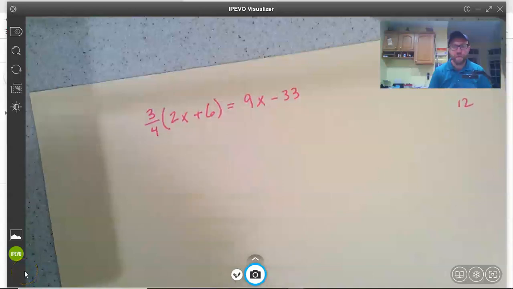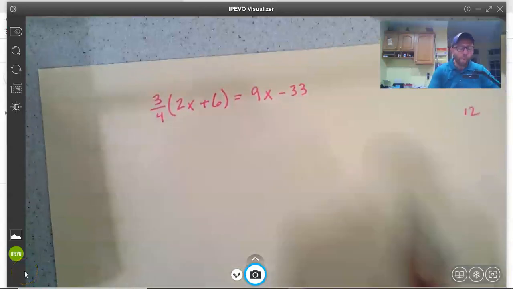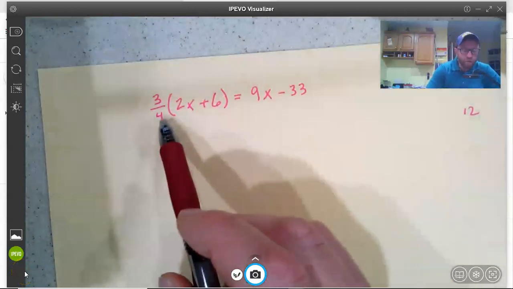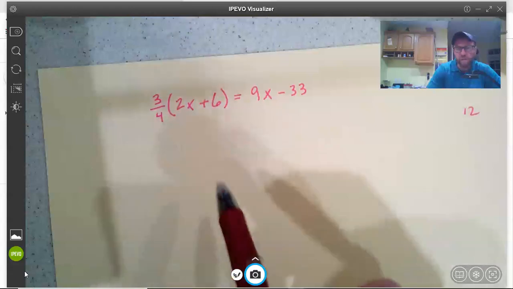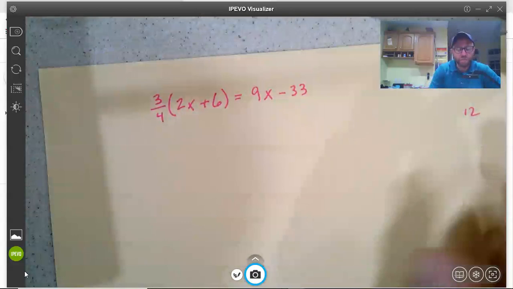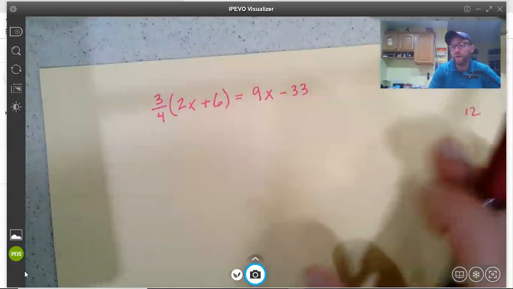Okay. Here we're going to solve this equation. Normally, you could use the distributive property, 3/4 times 2x, 3/4 times 6. But here we're going to do something a little bit different. I'll show you a different method here. It helps you avoid fractions if you don't like fractions.